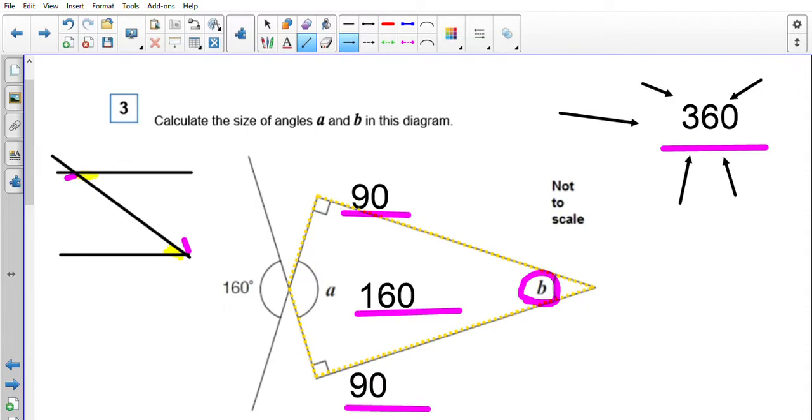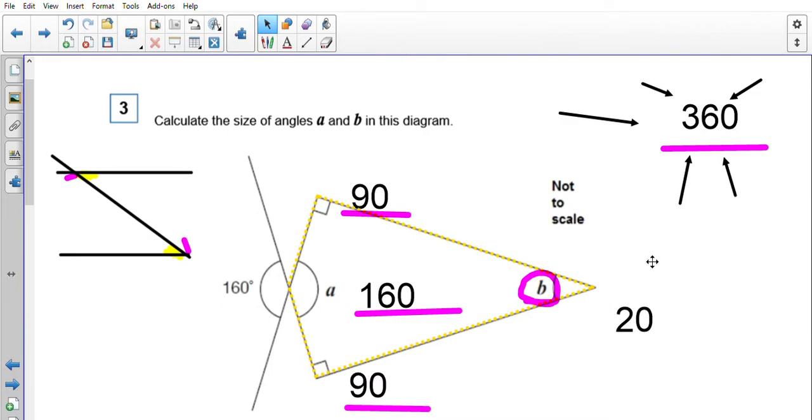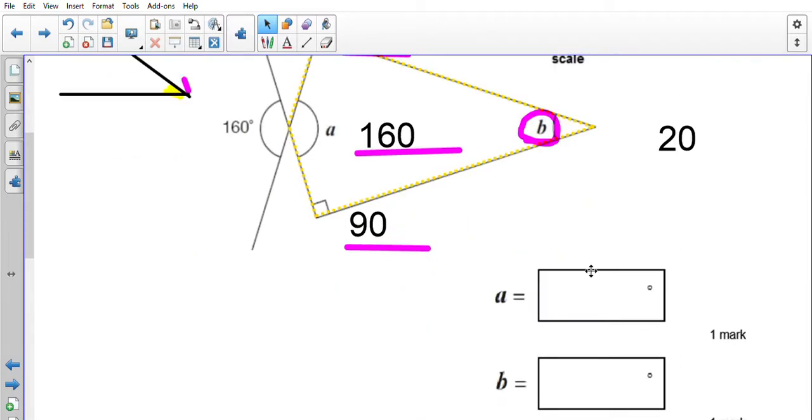360 degrees. Okay, so 90 plus 90, 180, 180 plus 160 gives me 340. 360 to 340 is 20 degrees, which means that angle B is 20 degrees. Okay, and you can do a common sense check on that. You can add them back up. Look, if I put 20 with 160, that makes 180. 90, 90 makes 180 as well, so that's going to get me back to 360 degrees there.